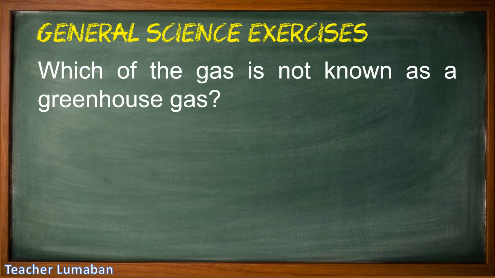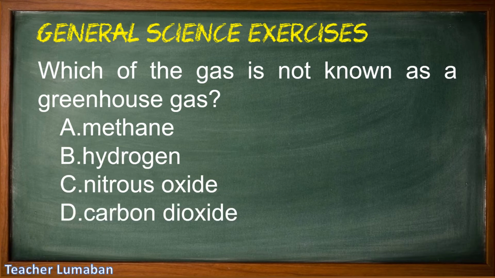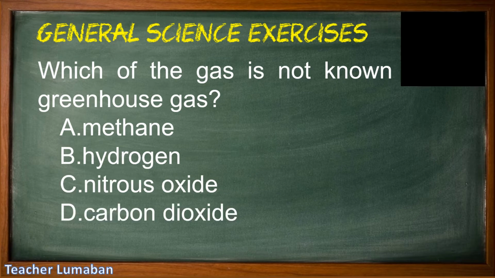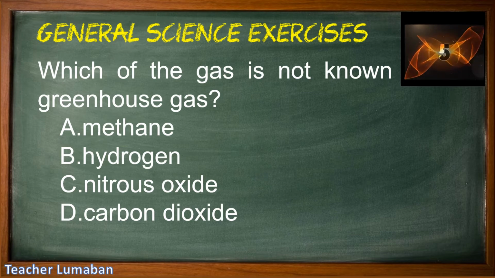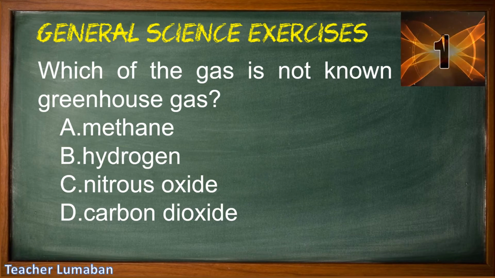Which of the gases is not known as a greenhouse gas? Letter A, methane. Letter B, hydrogen. Letter C, nitrous oxide. Letter D, carbon dioxide. Please determine the suitable description of the following choices in 5 seconds. 5, 4, 3, 2, 1.